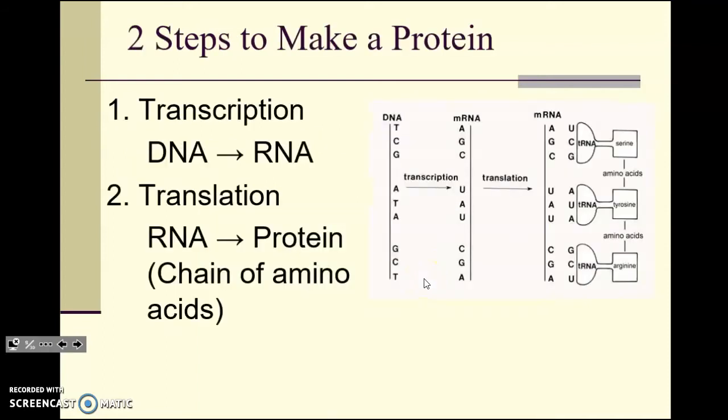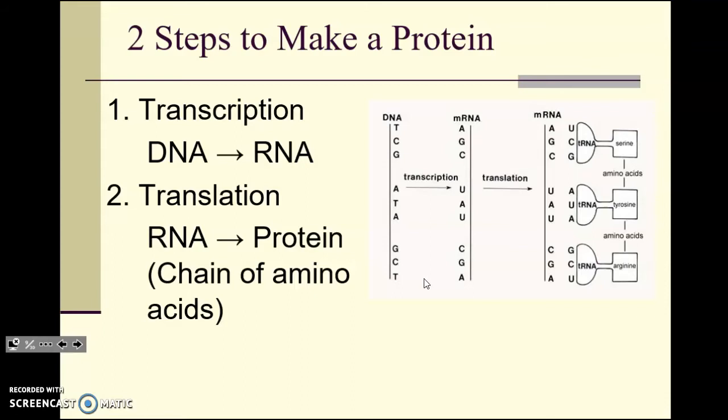So the process, in order for that to happen, has to go through transcription and translation. So transcription, when you transcribe something, it's like writing something down, or it's copying something down from something else. So if you had a piece of paper and you were taking information from that piece of paper and writing it down on another piece of paper, that would be transcribing it.